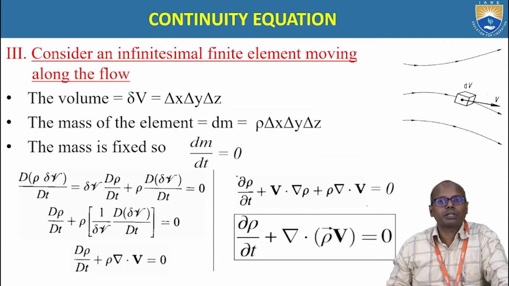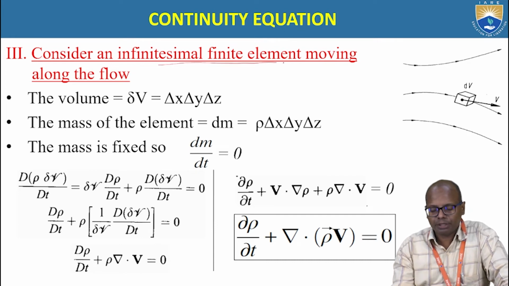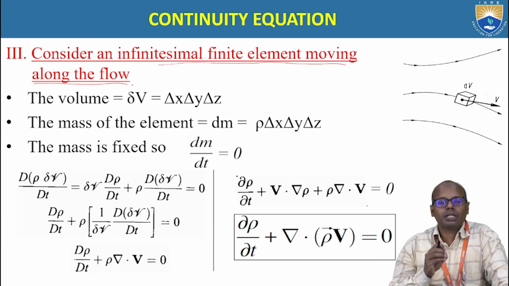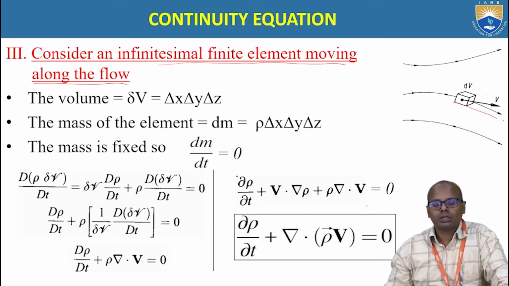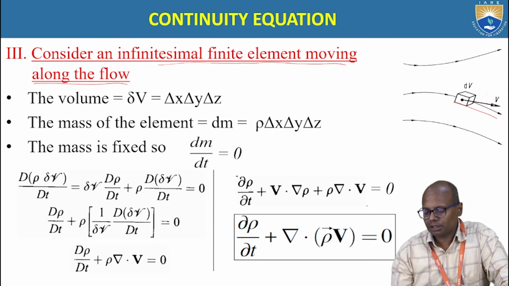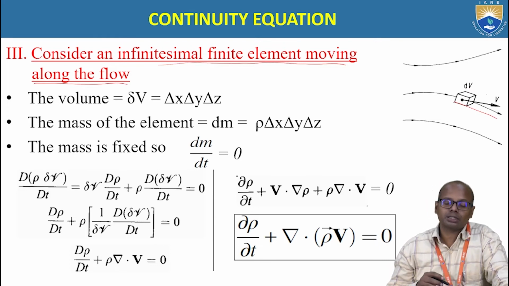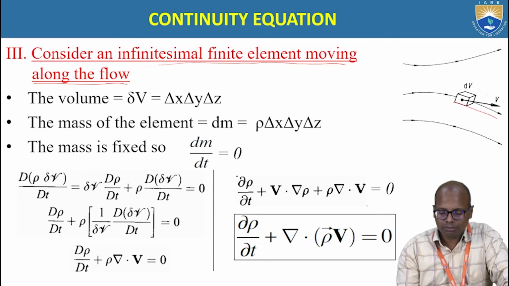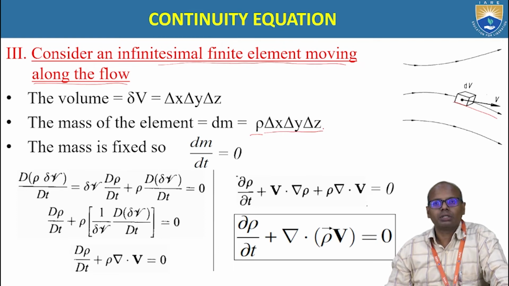What is the third aspect? The infinitesimal fluid element moving along the flow. The infinitely small fluid element is moving along the flow, so the velocity of this element is v and the volume of the element is dv. The mass of the element is always constant, and what is the mass? Mass is equal to density times delta x times delta y times delta z.